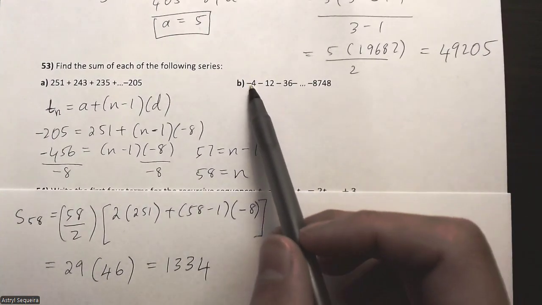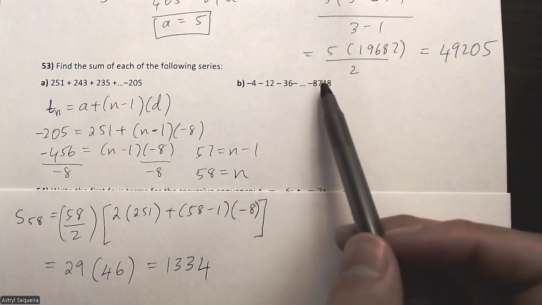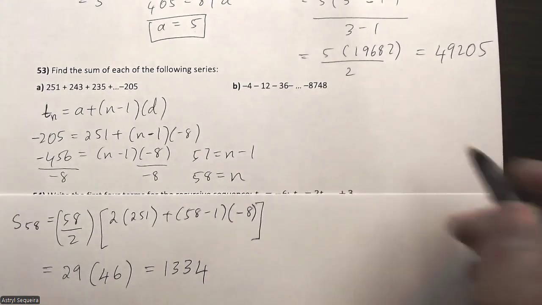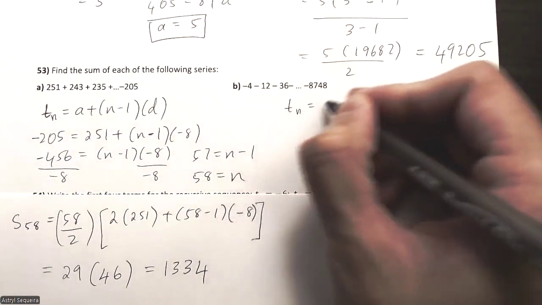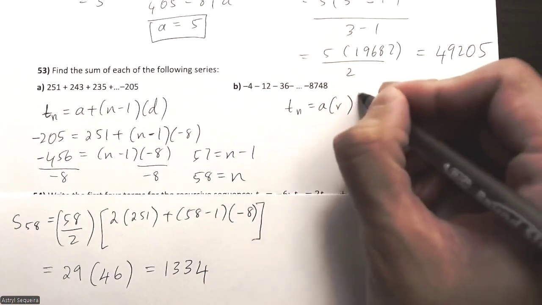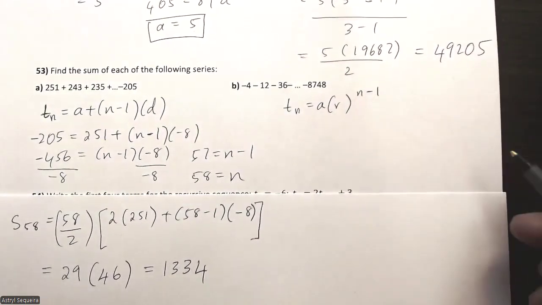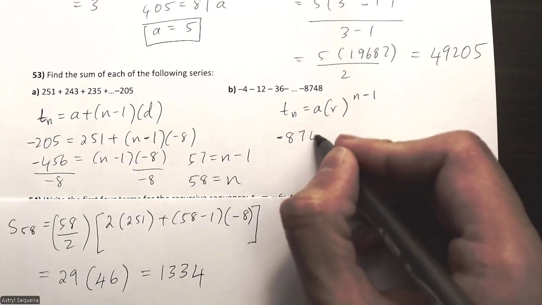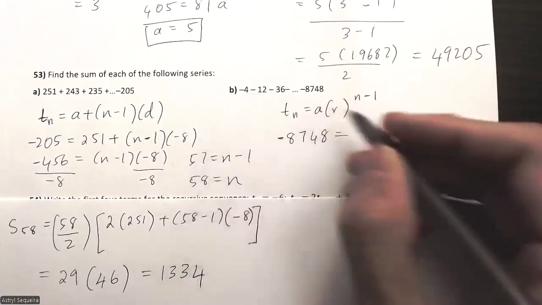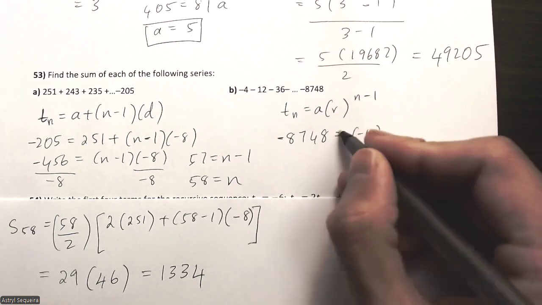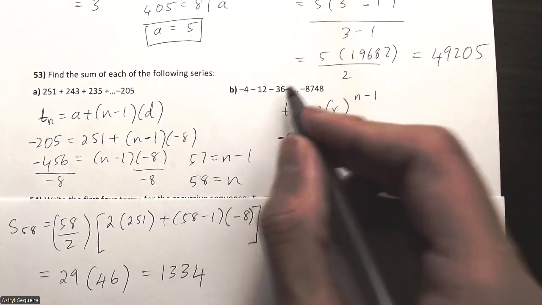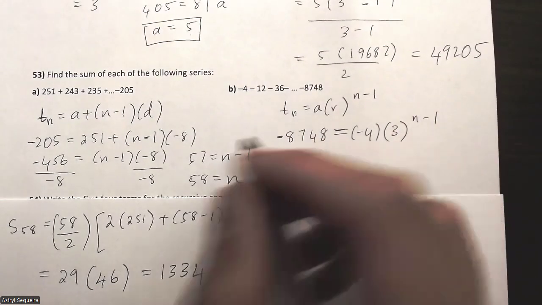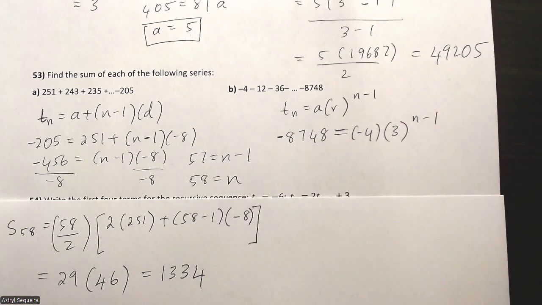Let's try it for part B. In part B, we can see that we're constantly multiplying the previous term by 3. So this is a geometric series over here. I'm going to use my general term equation to determine my n for this one again. I'll replace my Tn with negative 8748. My A is my first term, which is negative 4. My common ratio here, I'm multiplying by 3, so that's just 3. I'll divide by negative 4 on both sides.